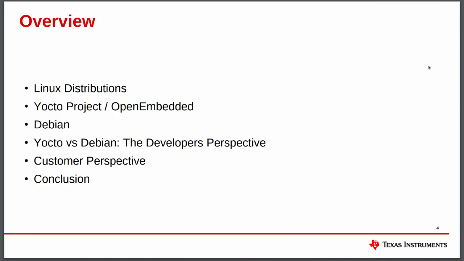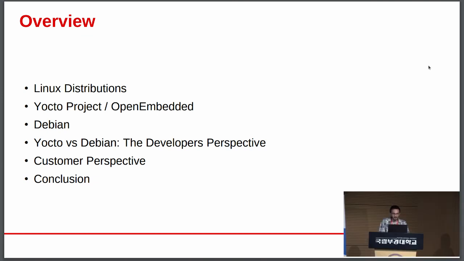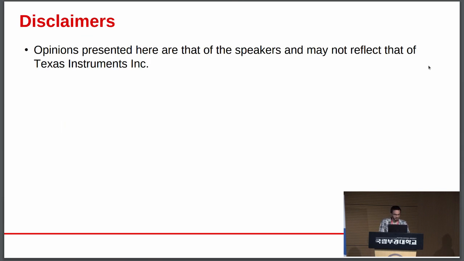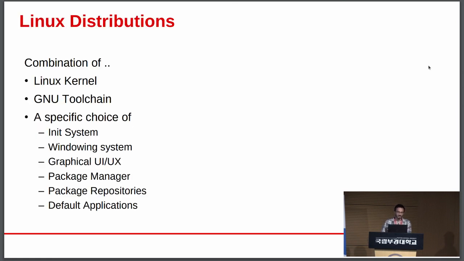Yeah. This is a quick overview of the talk. First I'll give a short intro to what a Linux distribution is, and then a quick intro to Yocto and Debian, and then we'll start with the differences between Yocto and Debian from a developer's perspective, and then from a customer perspective, and then we'll have the final conclusion, like when to use what and what are the drawbacks of the other stuff. So yeah, a little disclaimer. And yeah, so what is a Linux distribution?